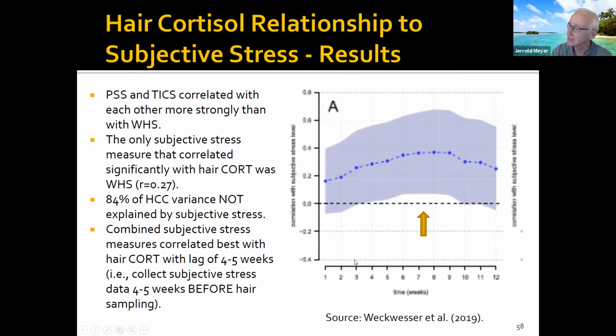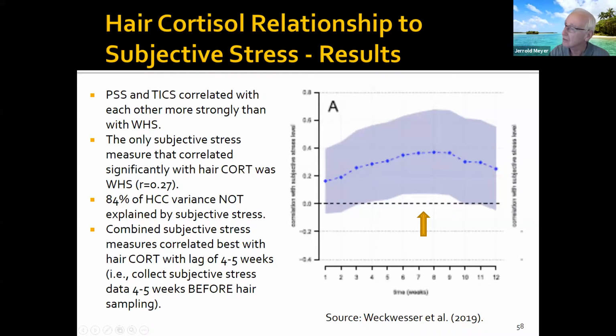So all I'm saying is, at least based on this, there may obviously be other considerations. Based on this, you might think about collecting, if you have 3 centimeters of hair and you have some reason to relate the subjective stress over that 3-month period to your hair cortisol collected here, you might want to do your subjective stress assessment here rather than here. Okay. I don't know. But anyway, that's what they actually found empirically.